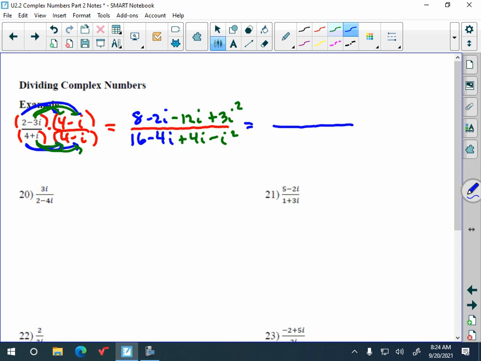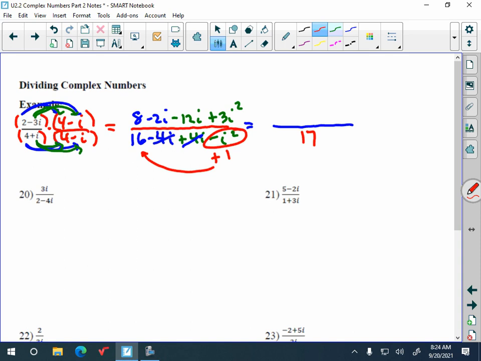All right, on the bottom, I can see negative 4i plus 4i. Those are going to cancel out. The negative i squared at the end, that's just going to change to plus 1, which I can then add to 16, and I get 17 on the bottom. All right, so now there's no i in the denominator. I got rid of it. Now I just have to simplify the top.